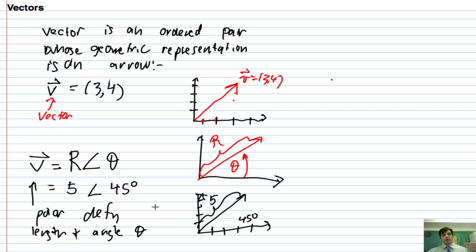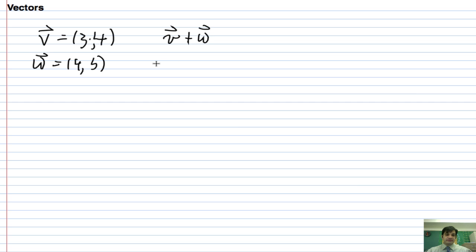There is one thing I'm just going to show you that we're going to be using in physics. I'm going to show you some basic vector arithmetic, and you're just going to do it. So for Cartesian vectors, suppose I have a vector v equal to 3, 4, and a second vector w equal to 4, 5. If I want to add v and w, it's really simple.